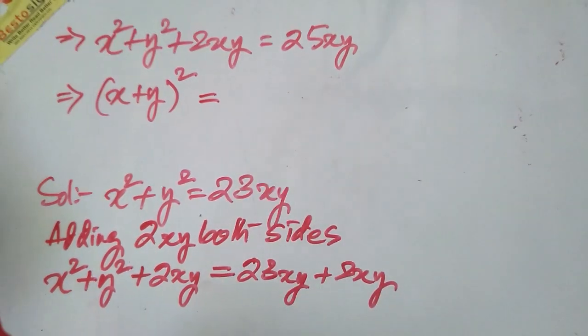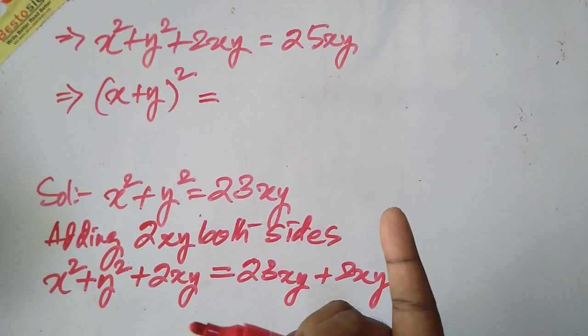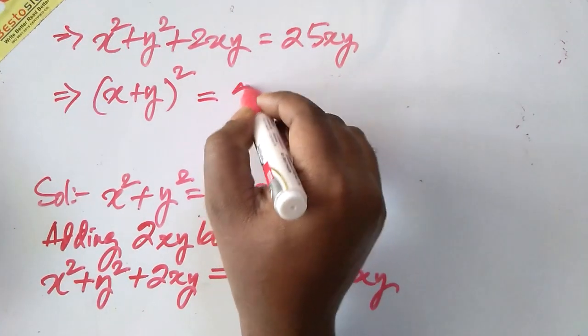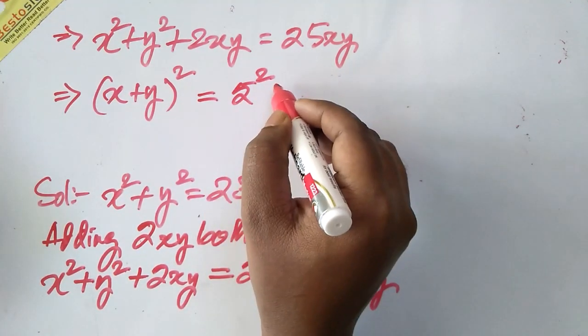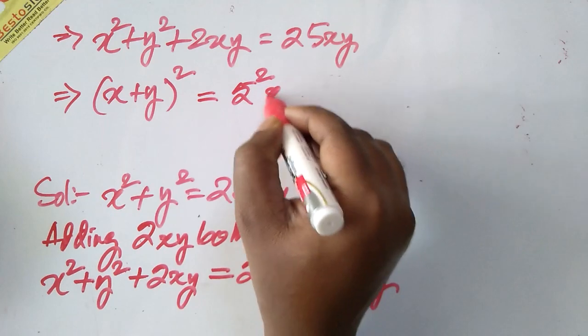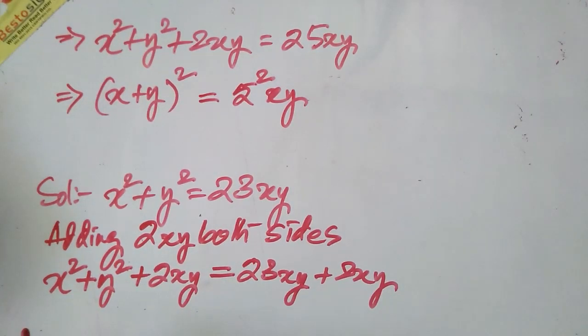Now 25 we can simplify. 5 into 5 is 25. That means 5 square. So let us write it as 5 square xy. I hope you are understanding.